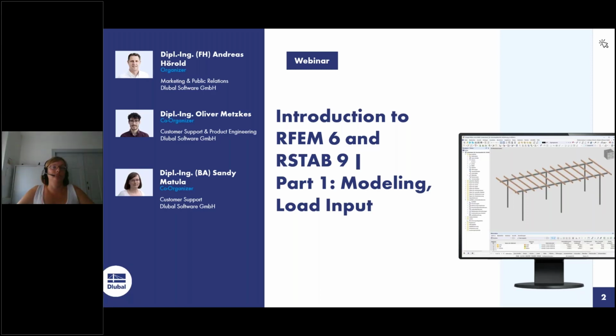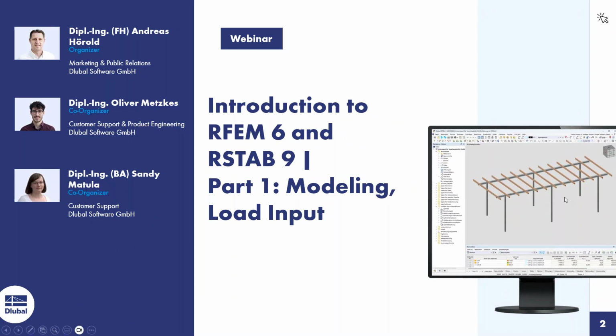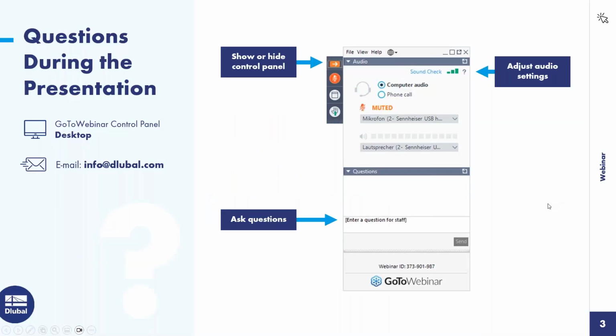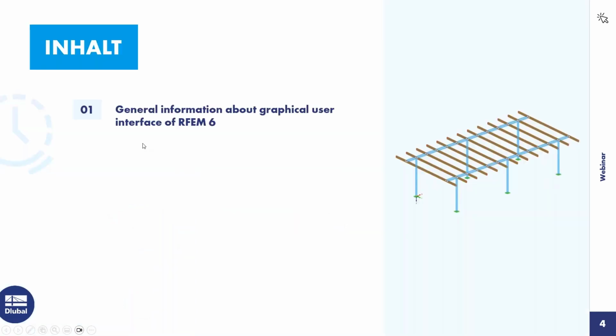Then we can switch off our webcams so that the attendees can see the full screen. I say something about the questions, how you can ask questions via the control panel on the right side of your screen. You can show the panel with that arrow here, and then you can enter the question here, and my 2 colleagues will answer you. If you don't get an answer during the webinar, because there are too many, you will get an email afterwards. The other way is to watch the entire webinar and then email questions to info@dlubal.com.